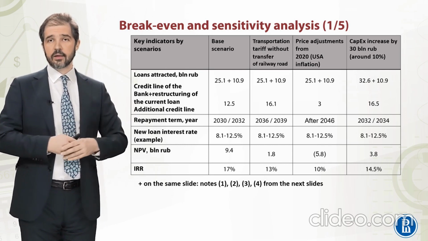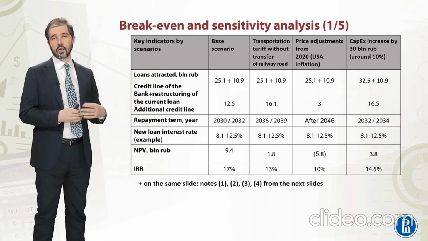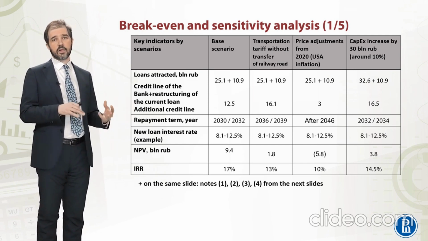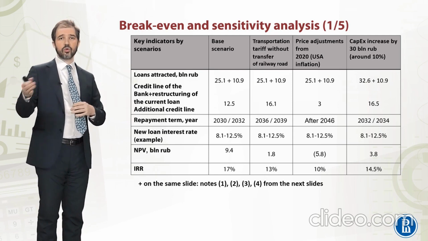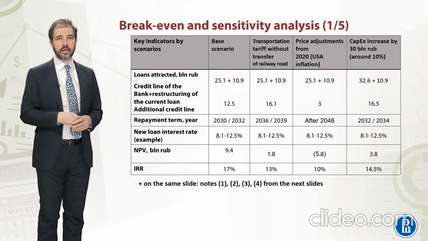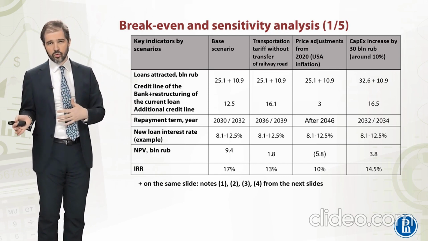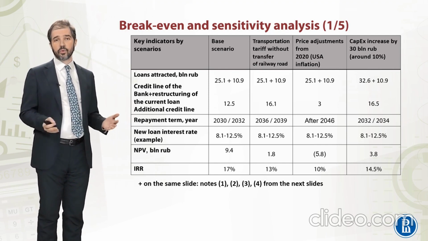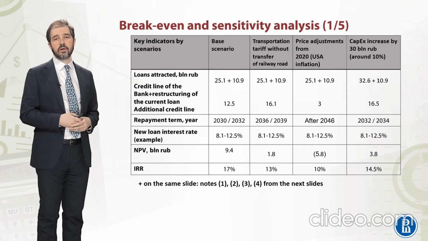For example, the second scenario: transportation tariff without transfer of the railway road. So maybe there are some negotiations about whether the railroad included in your project should be transferred to some monopolist, Russian Railways or whatever company. So maybe the government will buy this railroad or not. So this is the second scenario: whether it will be transferred to the government or to another company or not.